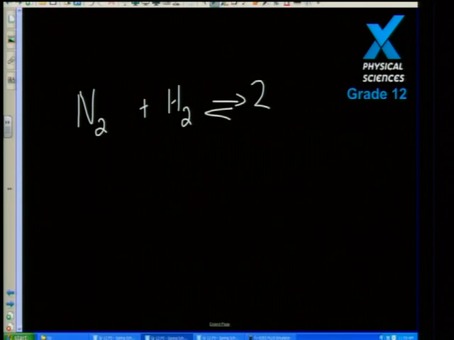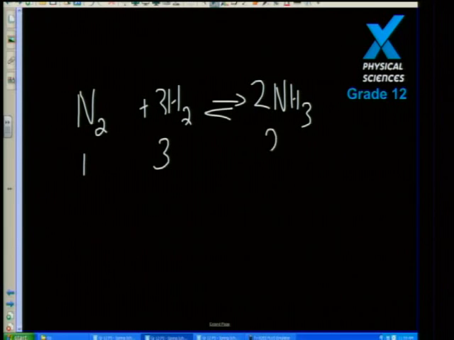Normally, what happens, and I'll just go to the next page and redo another situation. A favorite chemical equilibrium calculation is for the Haber process. So we'll just write this one up quickly. N2 plus H2 in equilibrium with 2NH3, and we're going to say there are 3 of those. So the ratio here is 1 is to 3.